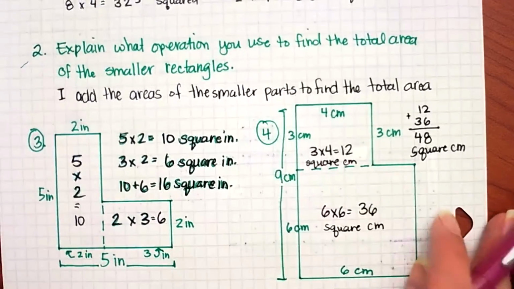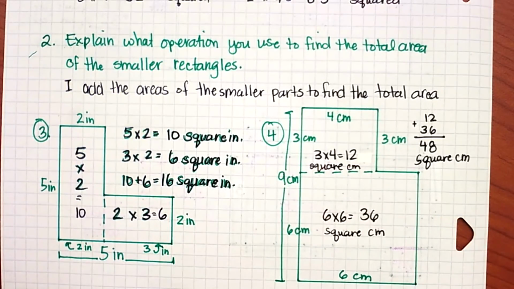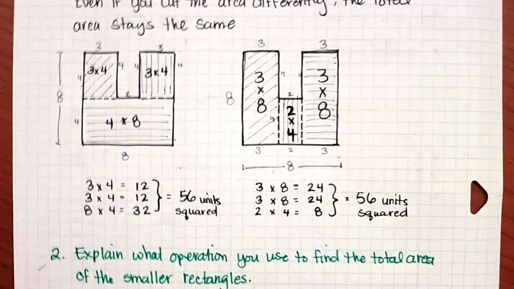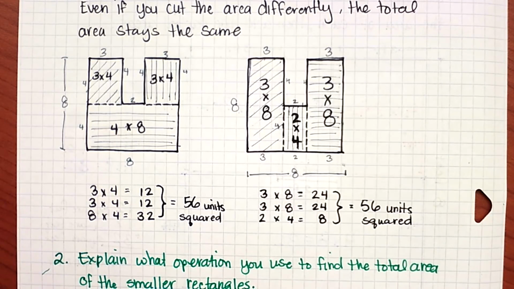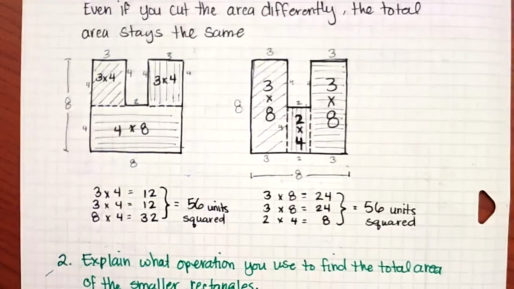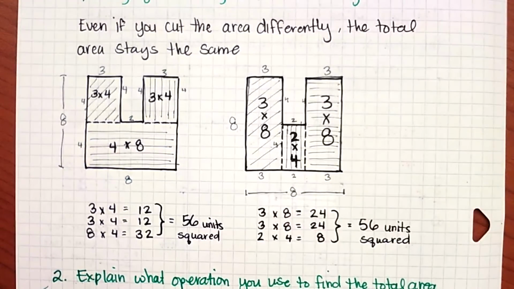So when you're cutting a shape, cut it in a way that's easy for you. There's no particular right way or wrong way to cut it, just like with this one. You could have gone either way and you still would have gotten the correct answer. Just find a way that works easily for you and follow it through to find your answer.